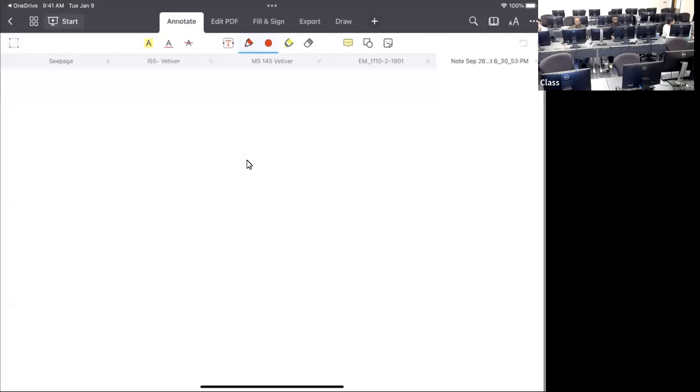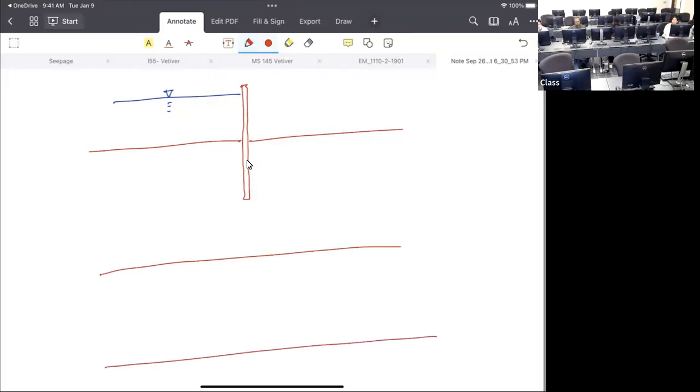Let's try to do a problem. And in this one, let's say we have another layer, two layers. It looks like this. Let's consider it like this. So two layers.